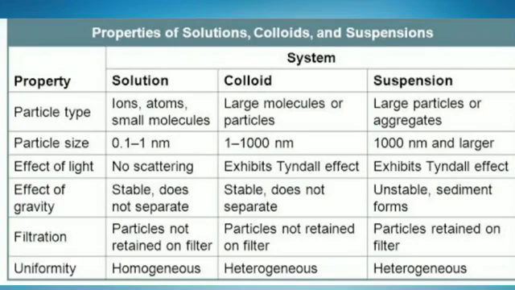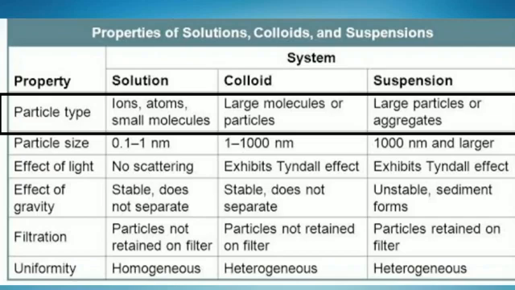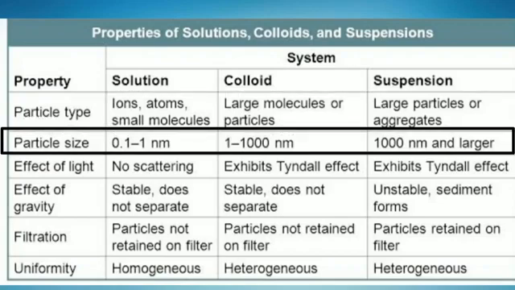Let's study the comparison of three types of solutions. Well, in true solutions, particle type can be ions, atoms or small molecules, and in colloid, particle type can be large molecules or particles, and in suspension, particle type can be large particles or aggregates. In true solution, particle size is less than 1 nanometer. In colloid, particle size is from 1 nanometer to 1000 nanometer, and in suspension, particle size is greater than 1000 nanometer.